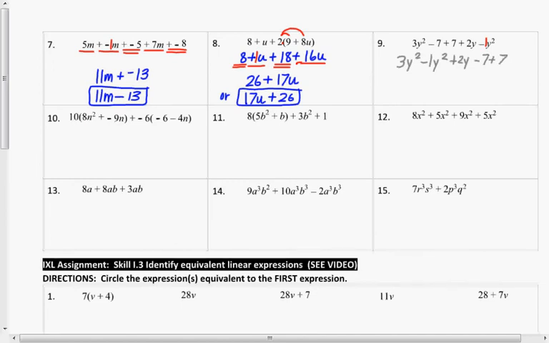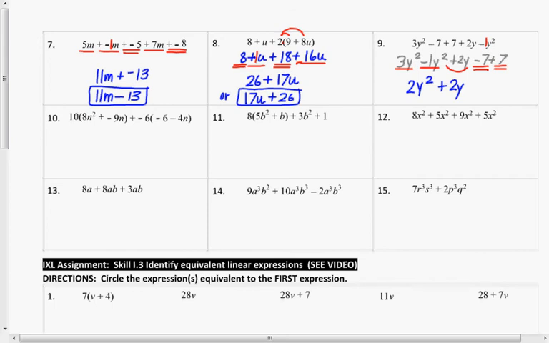So really what we have here are y squared terms that are like terms and constants that are like terms, but that 2y is all by itself. It doesn't go with either of the others. So combining these, 3y squared minus 1y squared, you just subtract the coefficients. 3 minus 1 is 2, so 2y squared. That 2y stays 2y. There aren't any other y terms to combine it with.